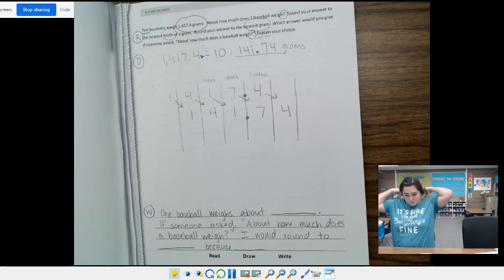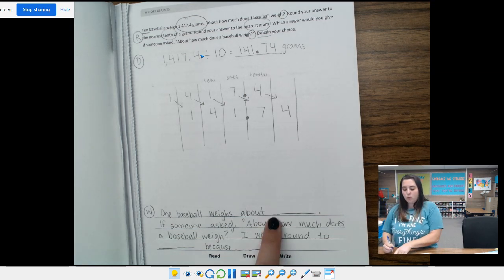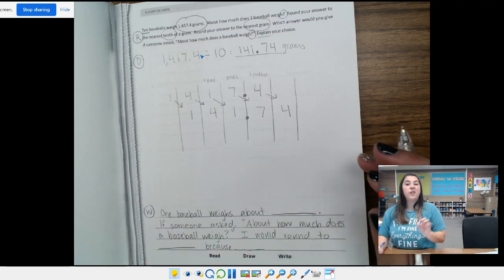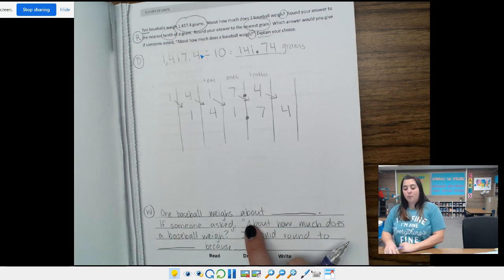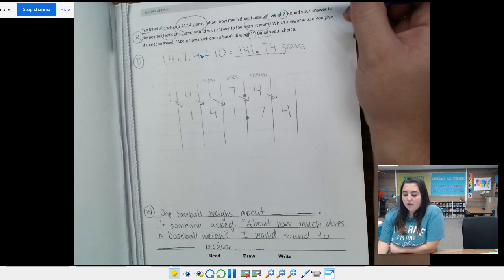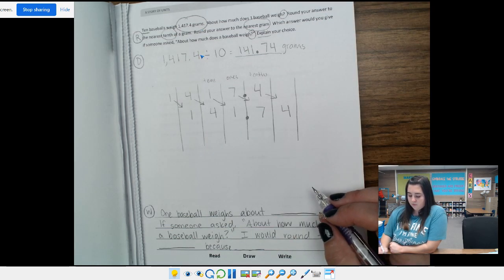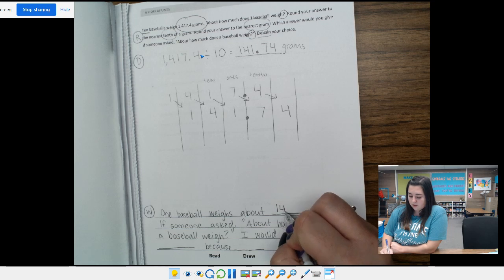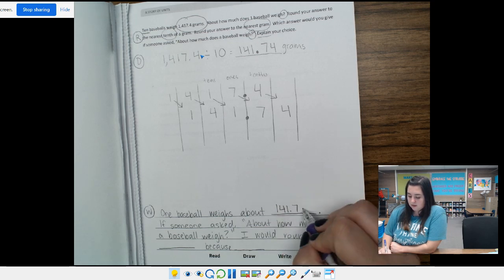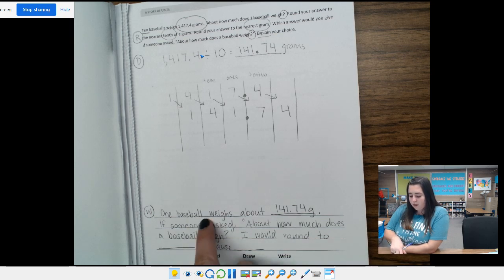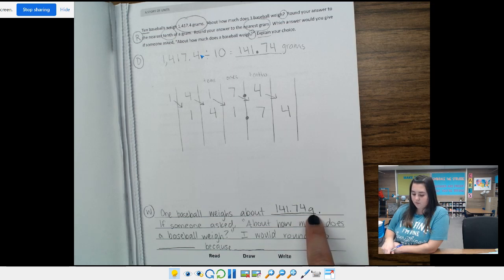Okay, we've done part of the problem. We figured out about how much one weighs. They don't even want to know exactly, they just want to know about. So now we have to say rounded to the nearest tenth of a gram. Well, actually, no, I think they do want to know this. Let's fill this in. I'm going to put a G. G stands for gram. So one baseball weighs about 141 and 74 hundredths gram.